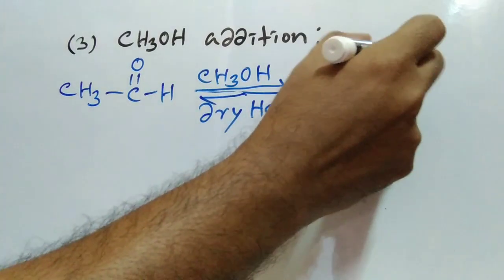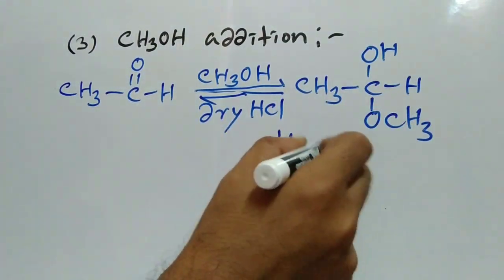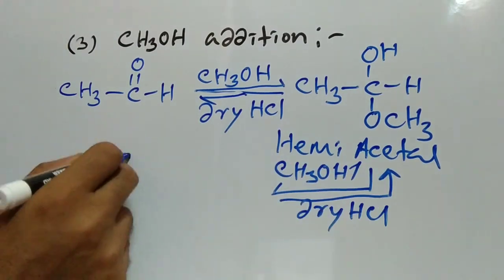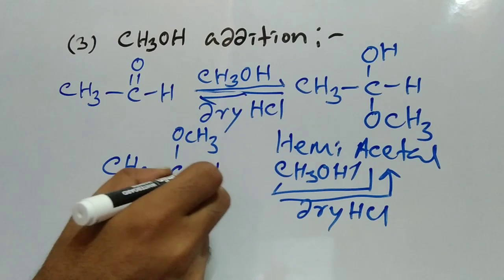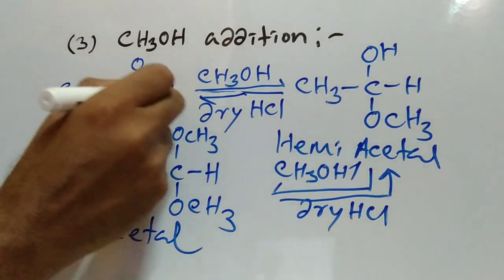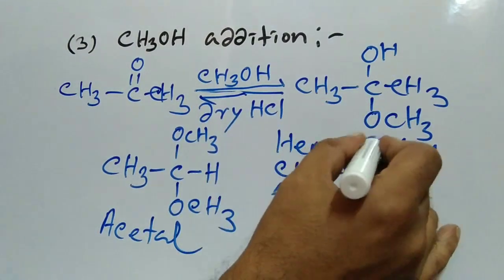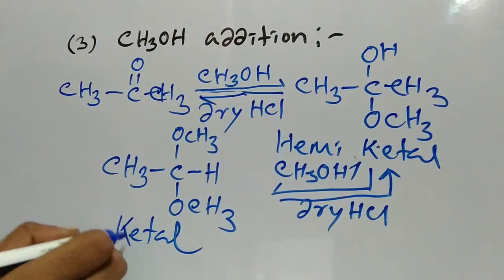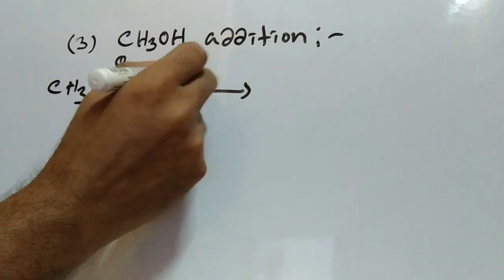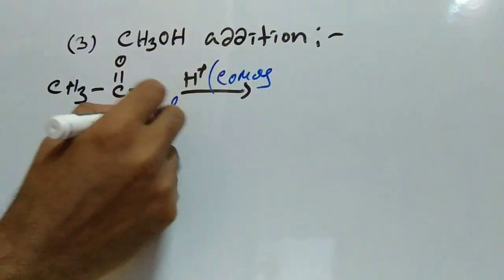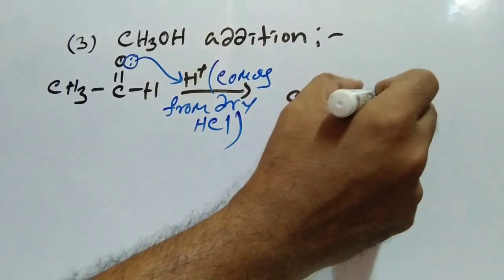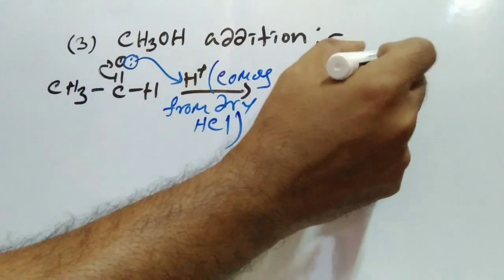Aldehydes react with alcohols in the presence of dry HCl gas to give geminal dialkoxy compounds. These compounds are called acetals. In the first step, the addition of one molecule of alcohol to an aldehyde gives a hemiacetal. The hemiacetal contains both an ether and an alcohol functional group. It is an unstable compound and reacts further with another molecule of alcohol to form stable acetals.